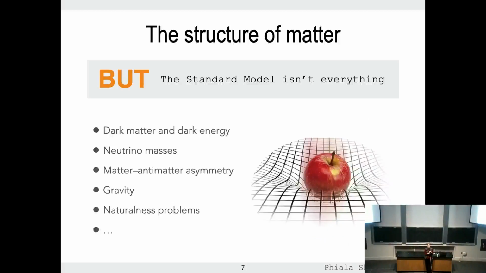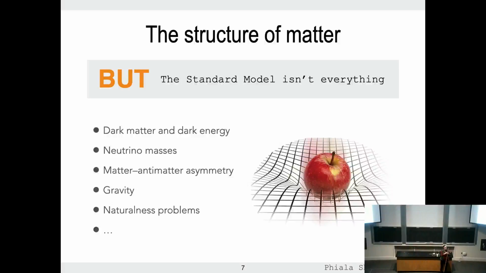The neutrinos have masses in nature. We see that because they oscillate between flavors. This is a great undergraduate quantum mechanics problem, right? Mass eigenstate and flavor eigenstate don't match. You get oscillations. In the minimal standard model, they don't have mass. There's a matter-antimatter asymmetry that we don't understand.